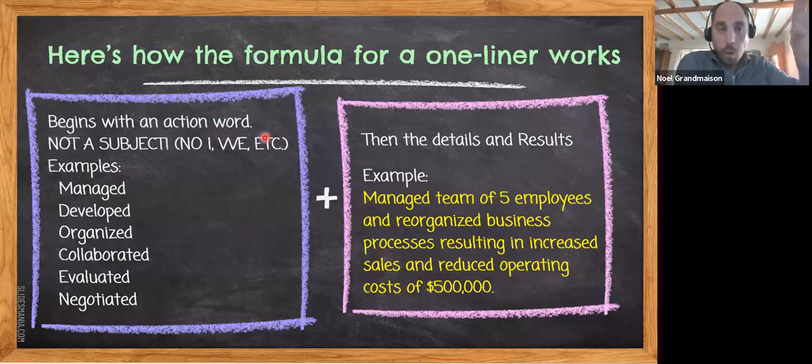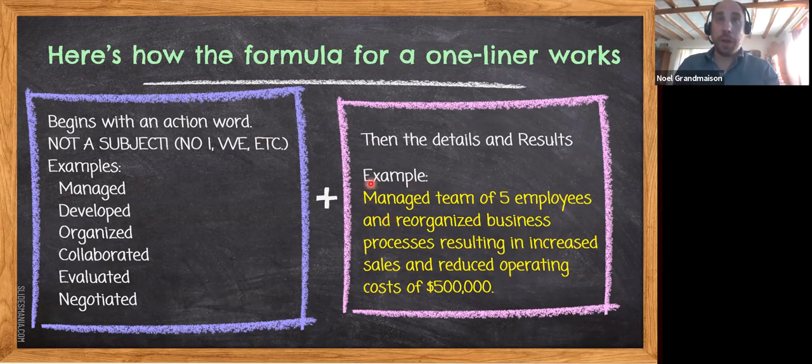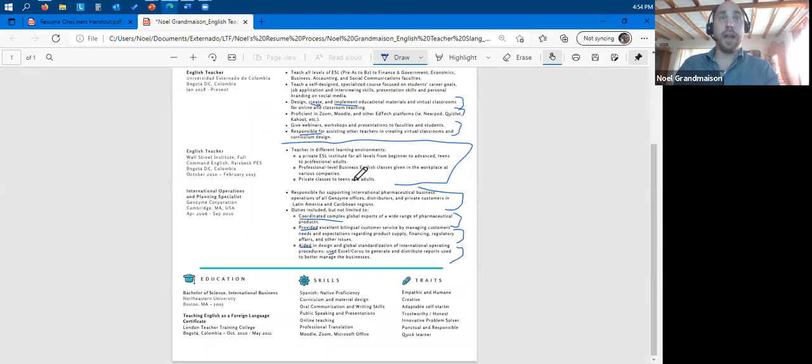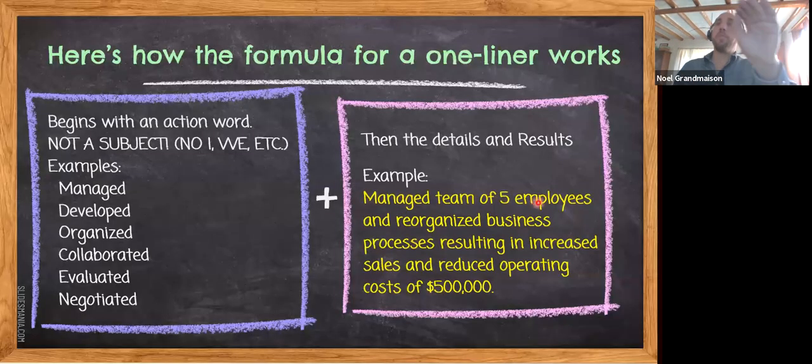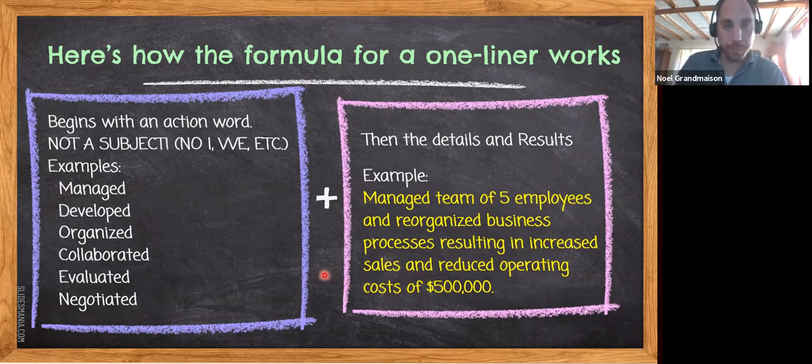So you always start with the verb and then the details and results. Here's an example. Imagine this is on your resume in a section like this, okay? Managed team of 5 employees and reorganized business processes, resulting in increased sales and reduced operating costs of $500,000.